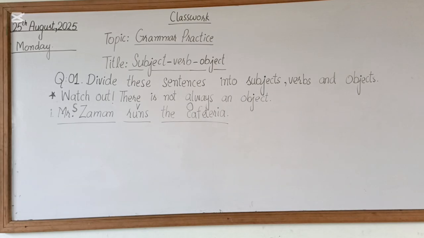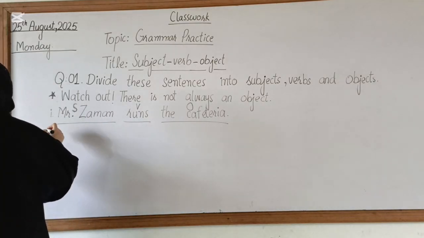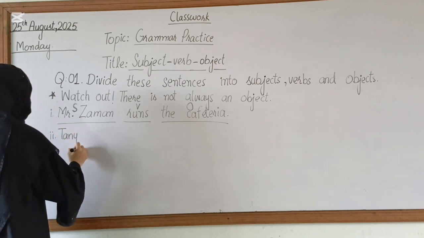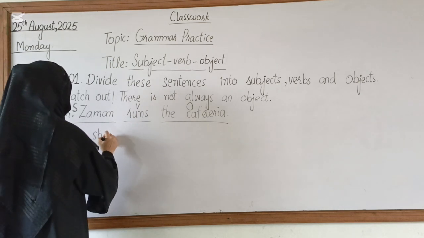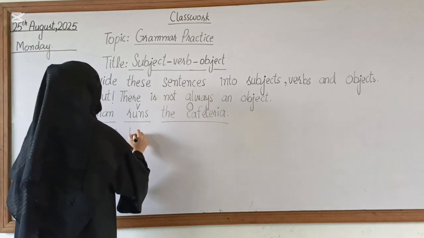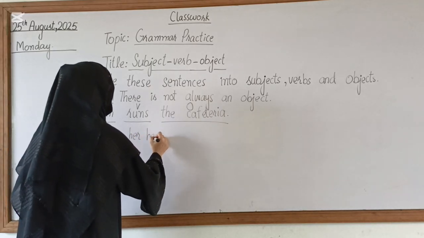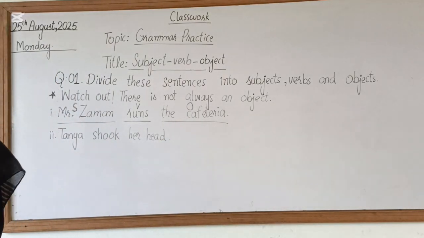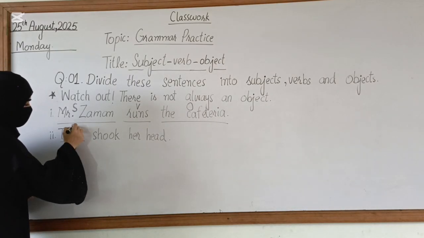Now, moving on towards the next sentence, and that is Tanya shook her head. Tanya ने अपना सर हिलाया. So what do you think the subject in this is? Tanya ने अपना सर हिलाया. Tanya is working. Tanya is doing some action. So Tanya is the subject. Tanya क्या है? काम कर रही है. That's why Tanya is the subject.